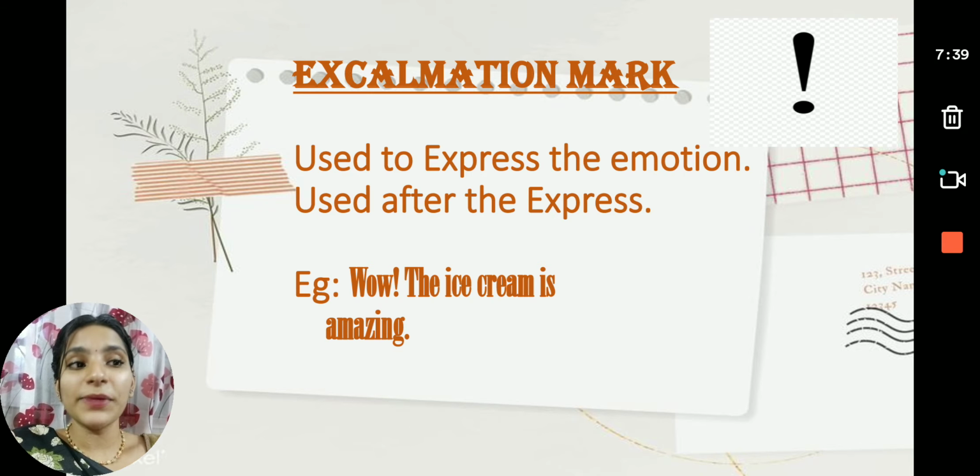For example, wow, the ice cream is amazing! So we've used an exclamation mark after the word wow. That is where we use the exclamation mark. It is used to express emotion.